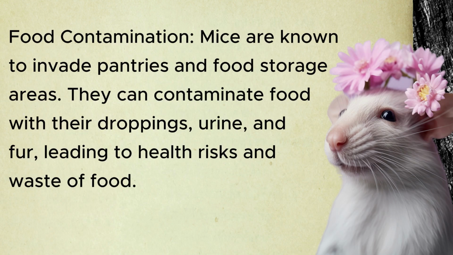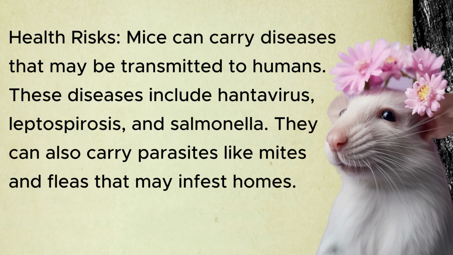Food contamination. Mice are known to invade pantries and food storage areas. They can contaminate food with their droppings, urine, and fur, leading to health risks and waste of food. Health risks. Mice can carry diseases that may be transmitted to humans. These diseases include hantavirus, leptospirosis, and salmonella. They can also carry parasites like mites and fleas that may infest homes.